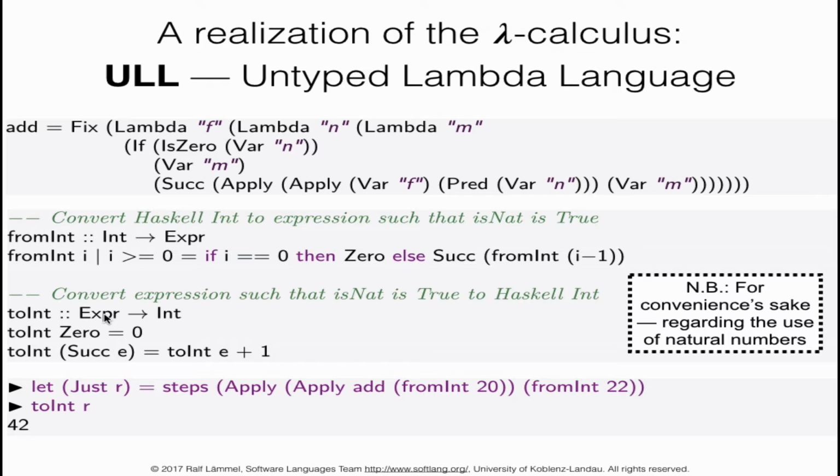expressions, and also lambda calculus expressions back into Haskell ints, so that we can look at real numbers and not complicated terms of the form suck something 0. So what we do here is we apply the add function to 20 and 22, and then we apply the steps function, which is the reflexive transitive closure of the small step operational semantics of the lambda calculus, and obviously we should get 42 as a result.